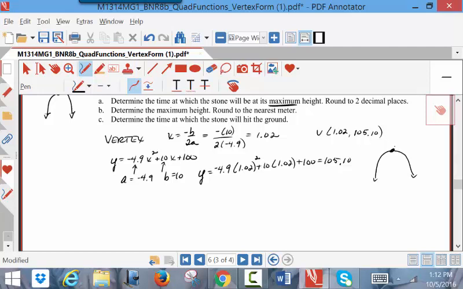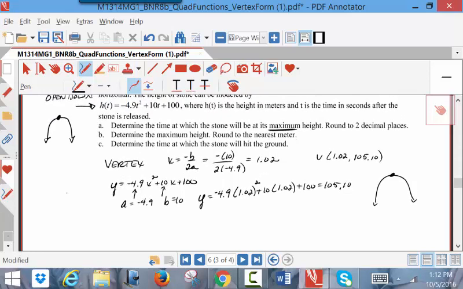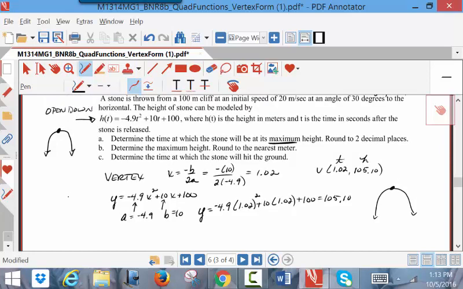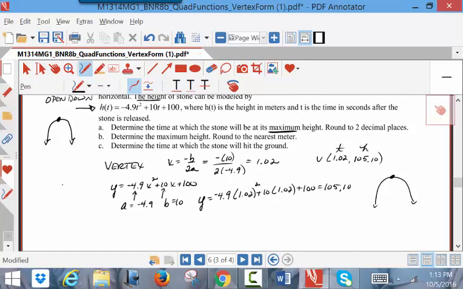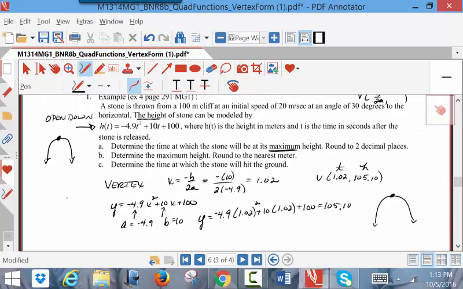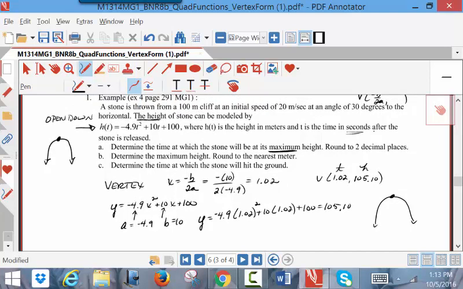Okay, now remember, the x value replaced the t, and the y value replaced the h, right? So the t represented time, and the h represented what? The height of the stone. Okay, so now what is the question? Determine the time at which the stone will be at a maximum height. What is the time? There you go. What is that? 1.02 seconds? Yes, seconds. Time in seconds, right? So this is 1.02 seconds.